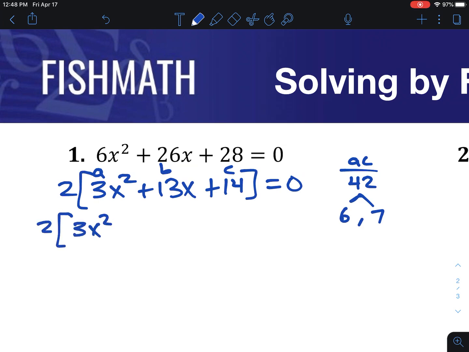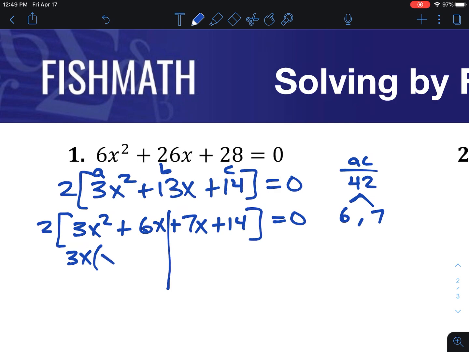So we're going to take the 3x squared the same, but we're going to write the 13x as 6x plus 7x, and keep everything else the same. All we've changed is this so far, but really it's not different, it just looks different. Now we're going to factor the GCF out of each half. So we're going to do 3x out front times x plus 2. And then for this one, it's going to be a 7 times x plus 2, which is good.